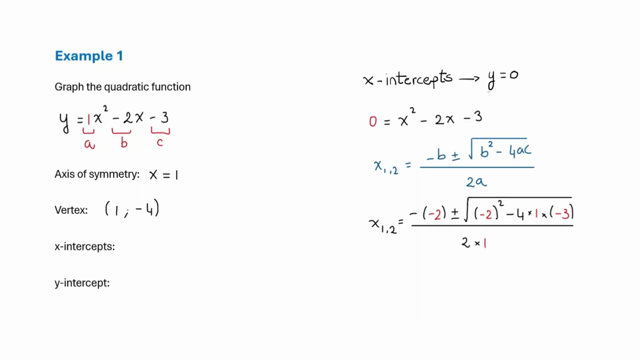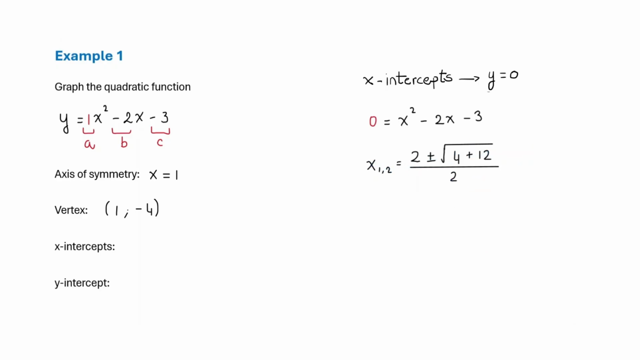The negative of negative 2 is positive 2. Negative 2 squared is 4, and the last term gives us positive 12. So the expression becomes x equals 2 plus or minus the square root of 4 plus 12, all over 2. The square root of 16 is 4, which gives us x equals 2 plus or minus 4 all over 2.